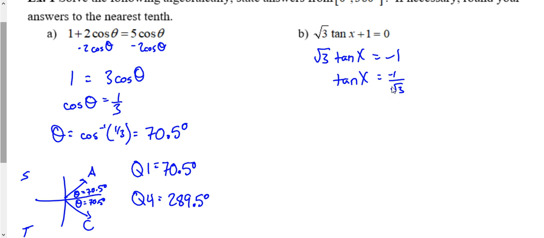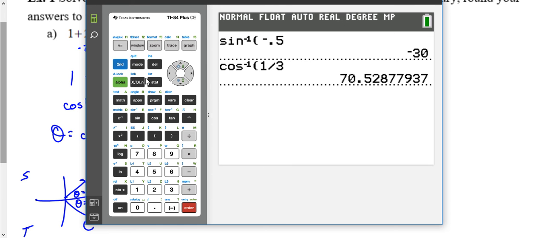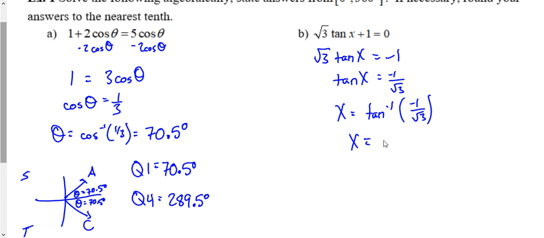There we go. Once I'm here, I don't really need to rationalize my denominator, but what I want to do is solve for x again. So x equals tan inverse of our negative 1 over root 3. So x is equal to, and again, let's go straight to our calculator. Tan inverse of negative 1 over root 3. And there we have it. Answer, negative 30 degrees.